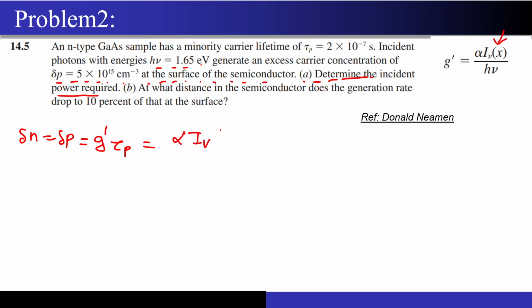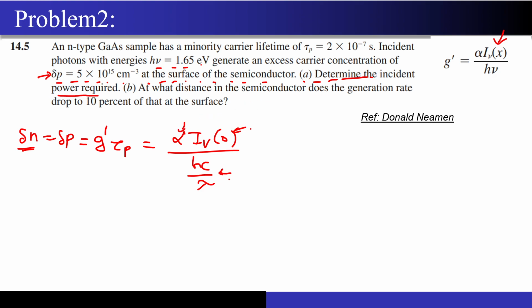This is equal to alpha into Iv(0) divided by hc by lambda. Why Iv(0)? Because I am looking at the surface of the semiconductor. This will be the amount of power that I will be incident to generate an excess carrier concentration, which is also generated at the surface of the semiconductor. Now what have they given? They have given this delta N. The hc by lambda value they have also already given to me.